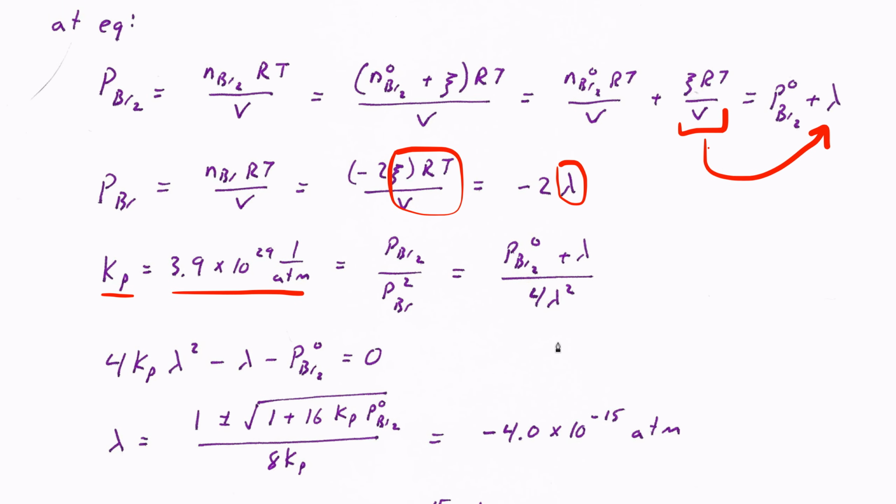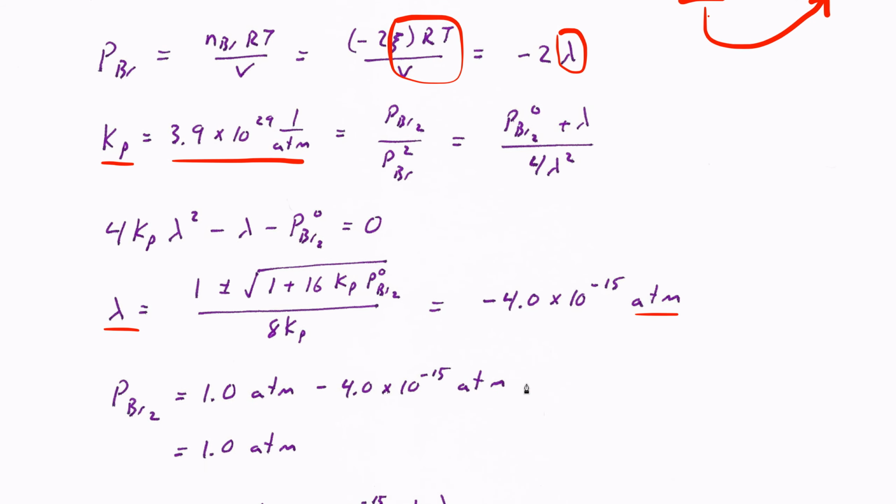Again, I have a quadratic equation to solve when I rearrange this. When I solve that quadratic equation for the value of lambda numerically, I get 2 values, but the one that's physically meaningful works out to be -4 times 10 to the minus 15th, and it comes out in units of atmospheres because Kp had units of 1 over atmospheres. So what does that mean for our total pressures?